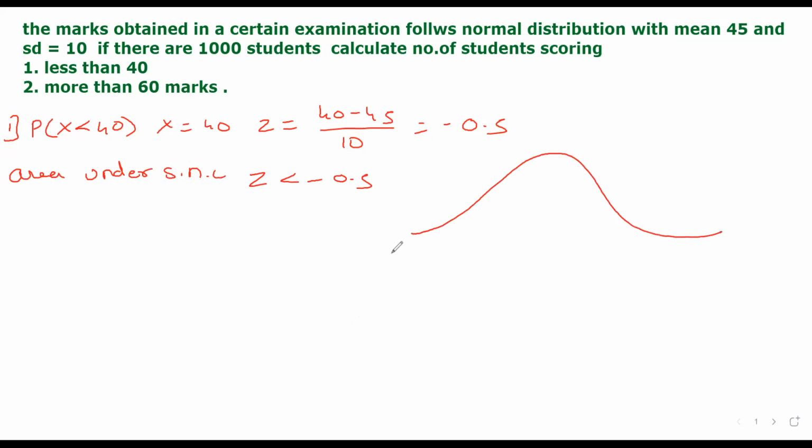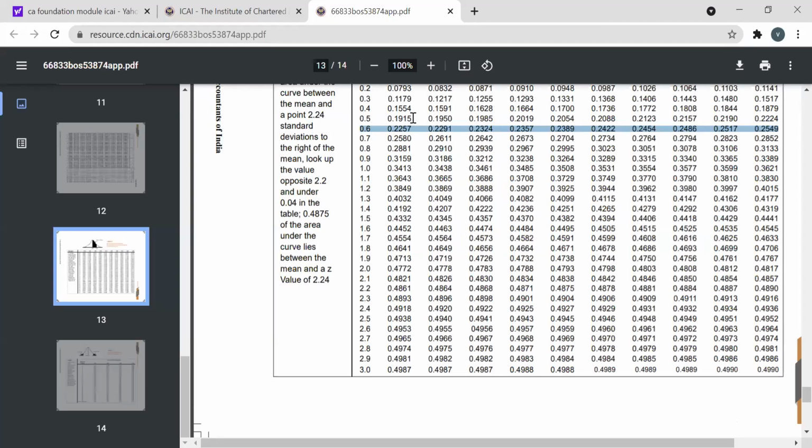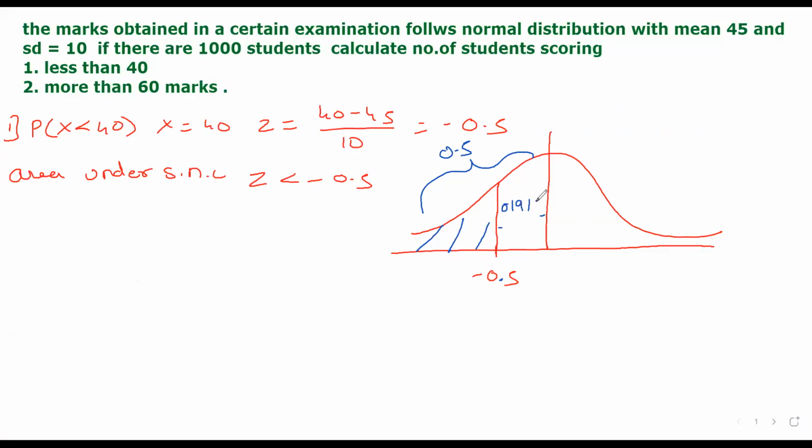If this is my standard normal curve, this is minus 0.5. So I actually want this area. अब ये एरिया कैसे आएगी? ये 0.5 और ये एरिया चाहिए, तो हम लोग निकालेंगे z is equals to 0.5. ये वाली एरिया निकालेंगे, तो 0.5 की एरिया क्या आती है? 0.1915.